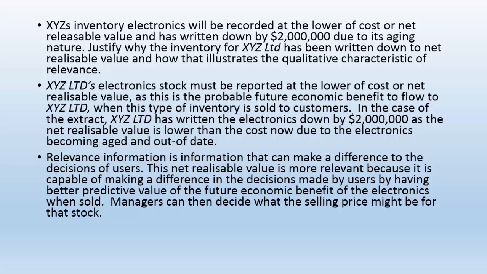So here's where the relevance bit comes into the answer. And we could have done this at the beginning. Relevant information is information that can make a difference to the decision of users. Net realizable value is more relevant because it is capable of making a difference in the decisions of users by having a better predictive value of the future economic benefit of the electronics sold. Managers can then decide what the selling price might be for that stock. Right.